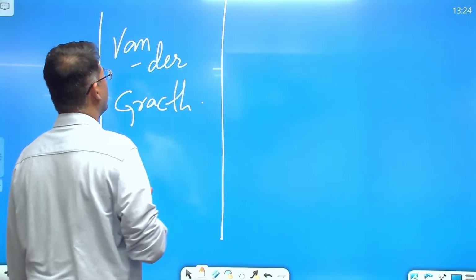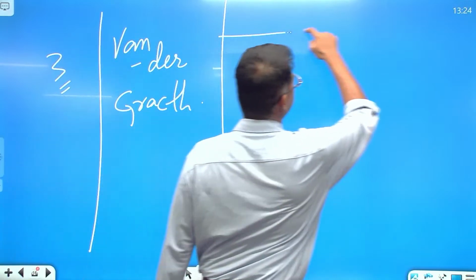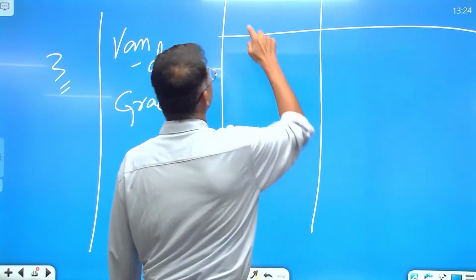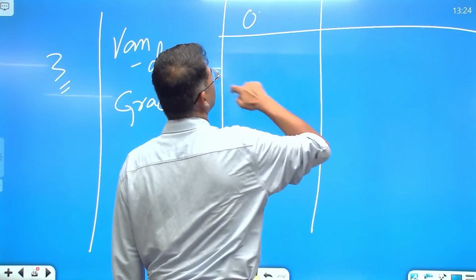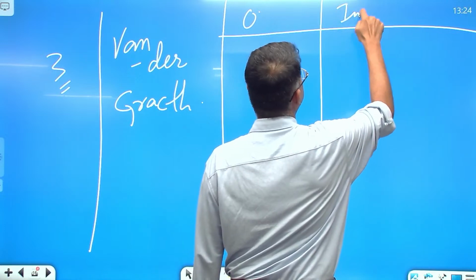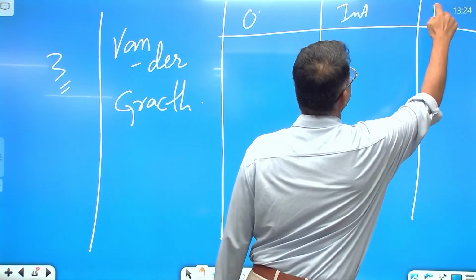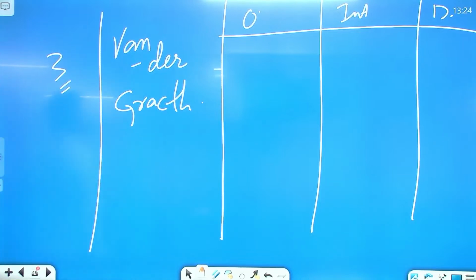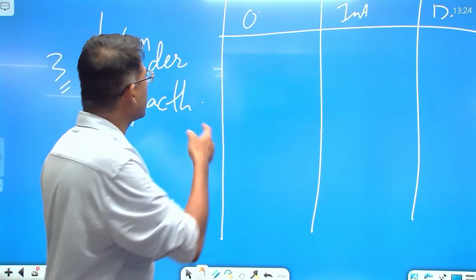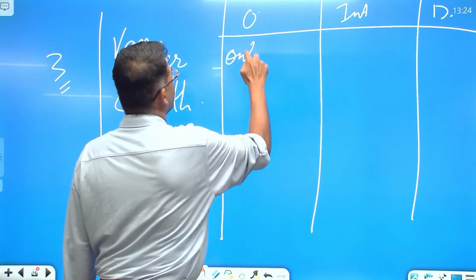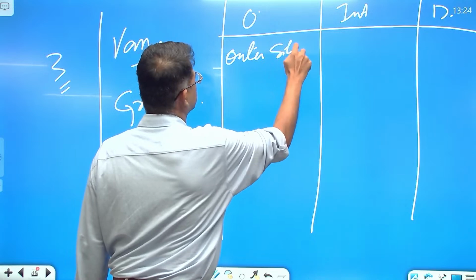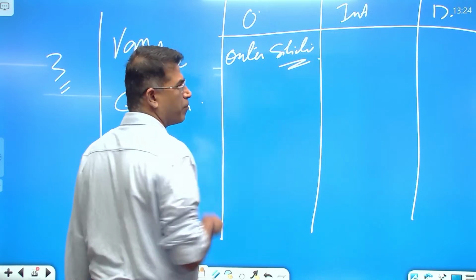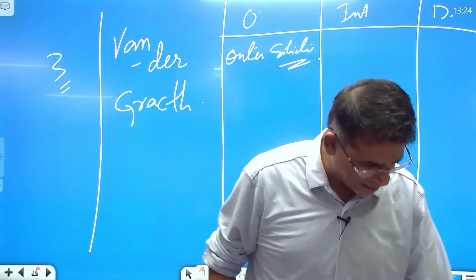CTH, Van der Graaf's model. इसमें भी ऐसा ही है. There is an outer layer, an intermediate layer, and a deep layer. Okay. The outer layer is outer silicates.